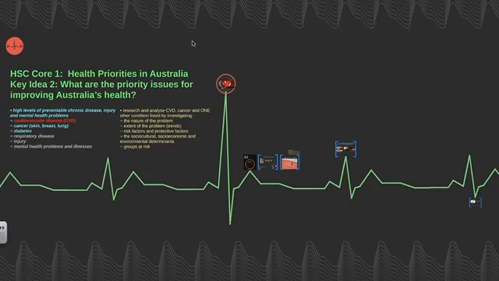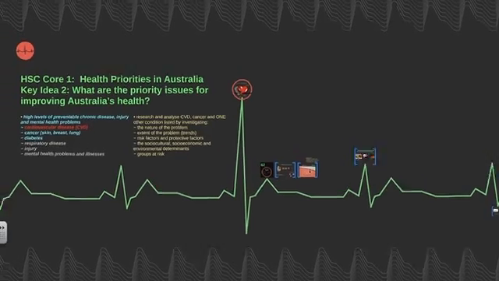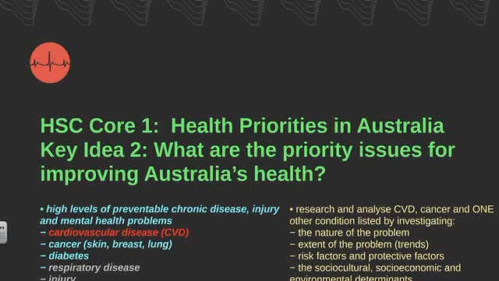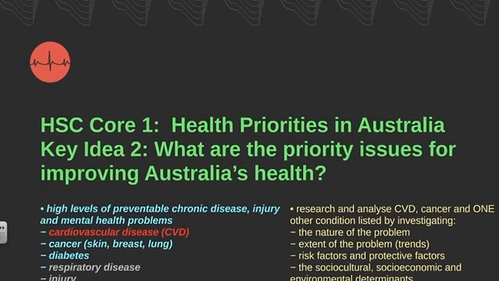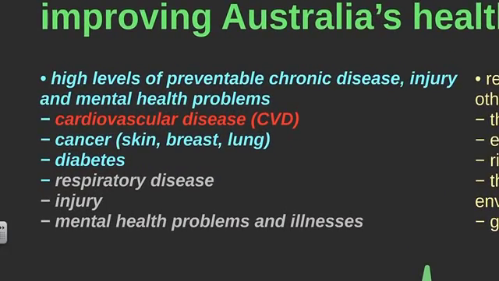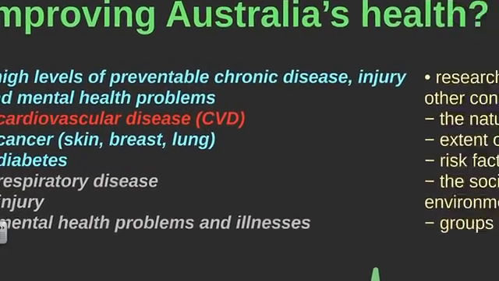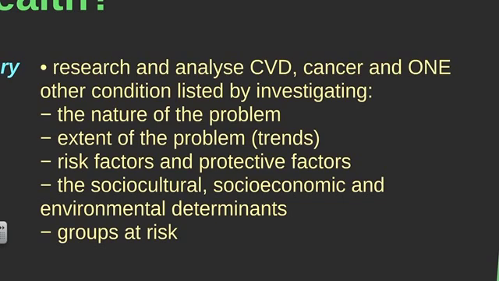This is a HSC PDHPE video, and we're looking at Core 1, Health Priorities in Australia, and we're up to Key Idea 2 and the second dot point. The dot point is high levels of preventable chronic disease. Now the syllabus requires you to have an understanding of 3 different diseases: cardiovascular disease, cancer, and one other.